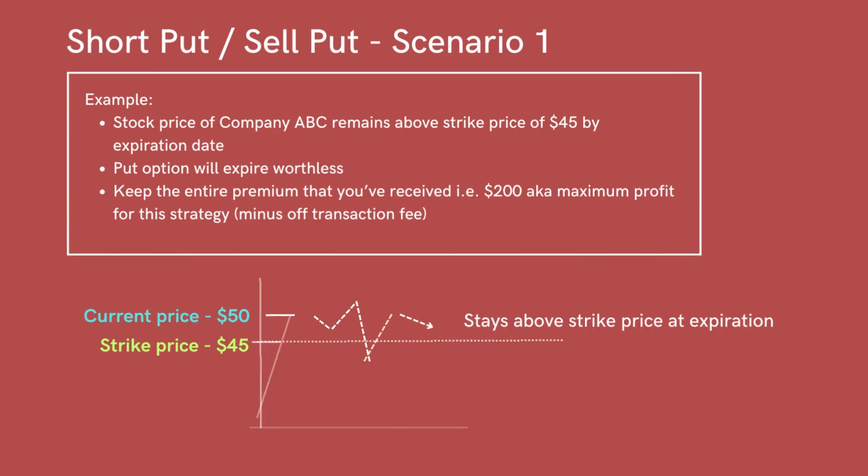Alright, let's now explore the different outcomes at expiration based on the various stock price scenarios. Scenario 1. The stock price of company ABC remains above the strike price of $45 at expiration. In other words, out of the money. When this happens, the put option you sold expires worthless. You will then get to keep the full premium that you earlier received as your profit. In this case, your profit is $200 minus off any transaction fees of course.